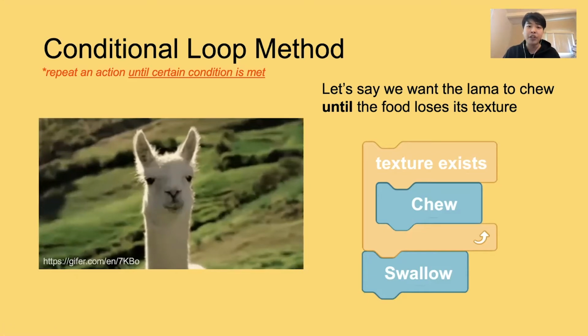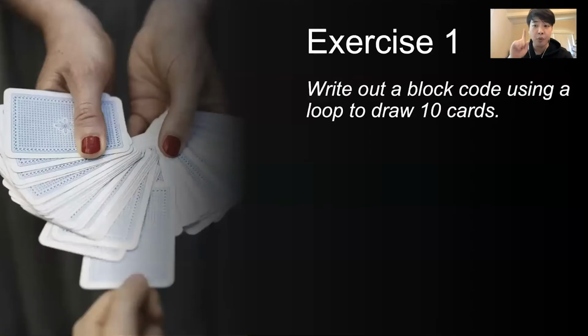Okay, I'm going to give you two exercises. Number one, this is the first one: write out a code block using a loop to draw 10 cards. Now pause the video and think about what sort of loop you might be able to use in order to make this happen. Welcome back.